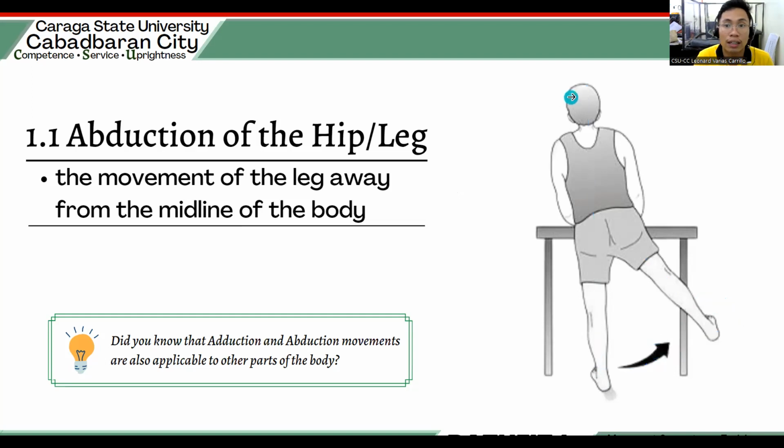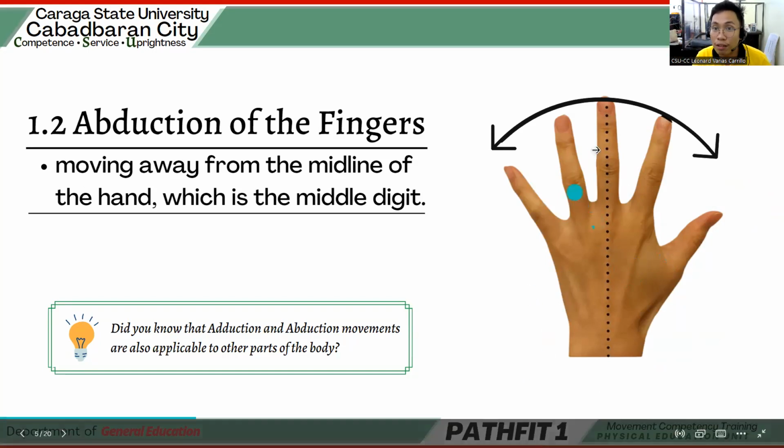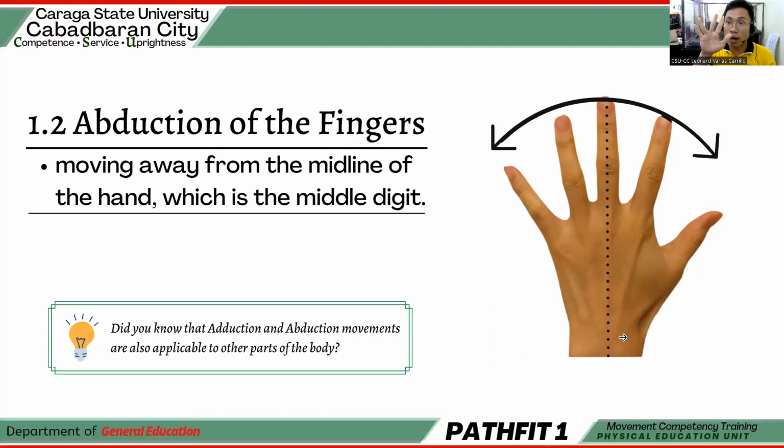Next is the abduction of the fingers. This one is simple, as long as you understand the meaning of the word abduction. Abduct means to take. If you are familiar with the term alien abduction, it means to take away. From the midline, same with the hands, when you spread your fingers apart, you are abducting your fingers.